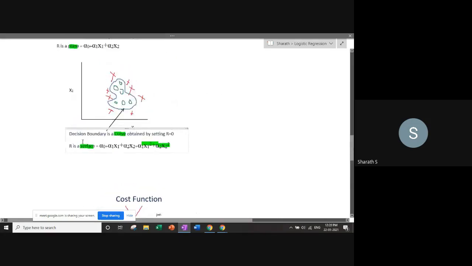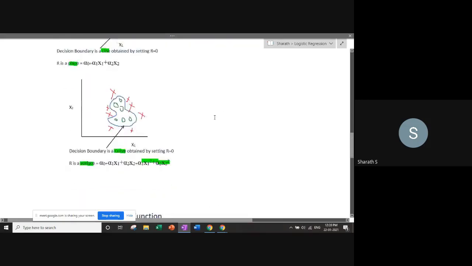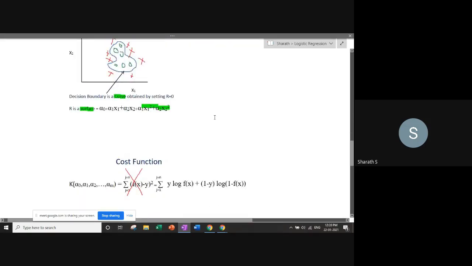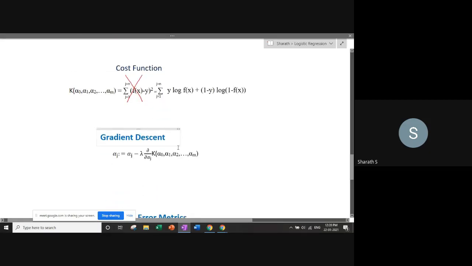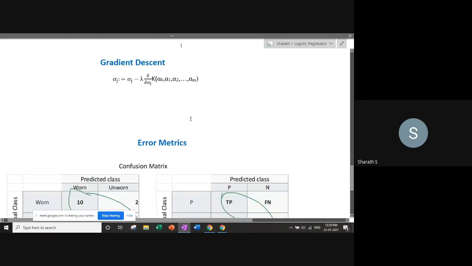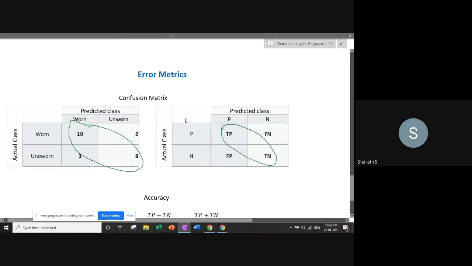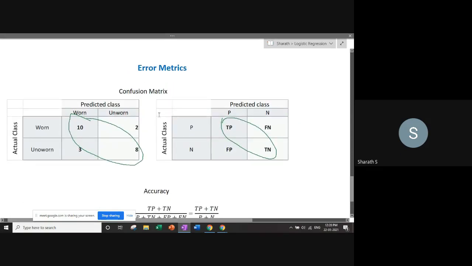So you fit a model, then f(x) is calculated as a sigmoid activation, or transformation, applied on top of alpha transpose x. So there's a cost function, and then you do gradient descent, find the coefficient values which minimize the cost, and that's your final model. And what is again going to change is the error metrics. Error metrics will be different for a classification problem compared to a regression problem.